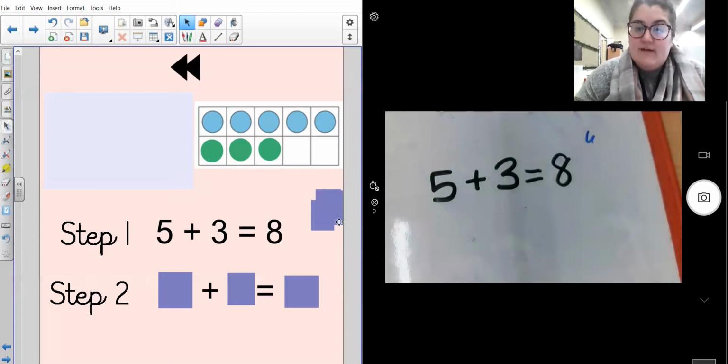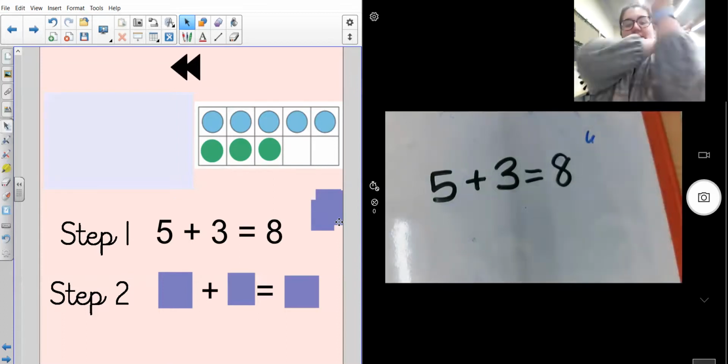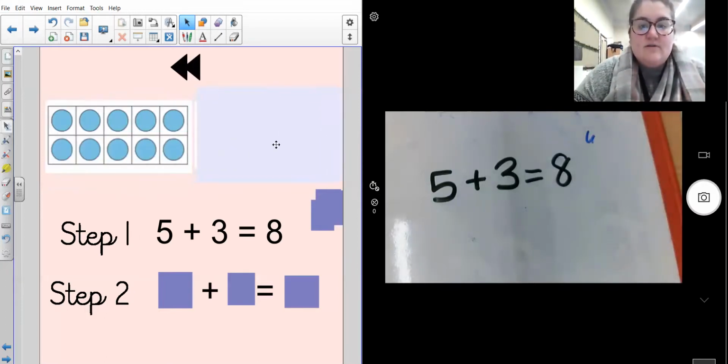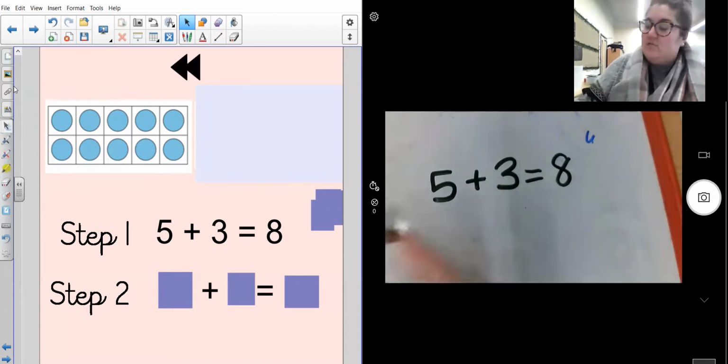And now we are ready to do step 2. Okay, and step 2 is to add the tens. So let's move our box out of the way because we're not going to look at the ones now. We're going to focus on the tens. And I can see that I have got one group of 10, okay? And I know that 1 times 10 is 10. One group of 10 is equal to 10.